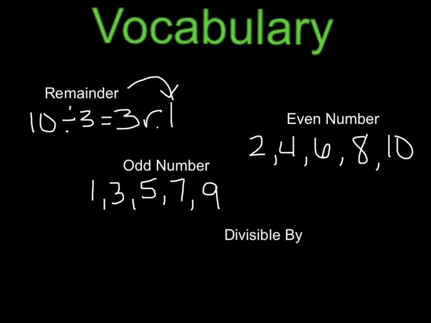Finally, we have the term divisible by. Divisible by means that if the larger of two counting numbers can be divided by the smaller with no remainder, then the larger is divisible by the smaller. For example, 28 is divisible by 7 because 28 divided by 7 equals 4, with no remainder. If a number n is divisible by a number d, then d is a factor of n. Every whole number except 0 is divisible by itself.